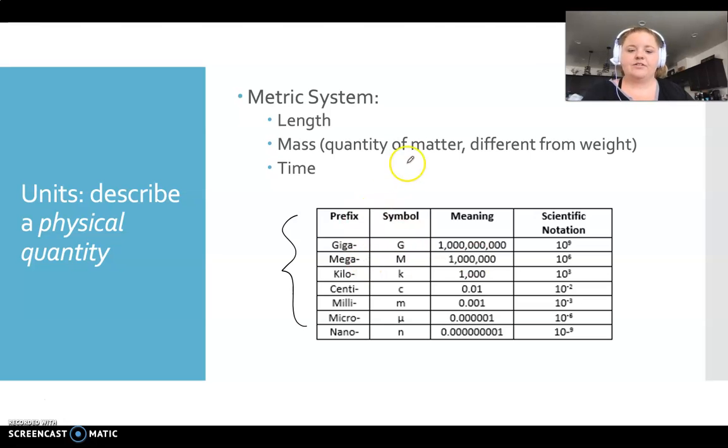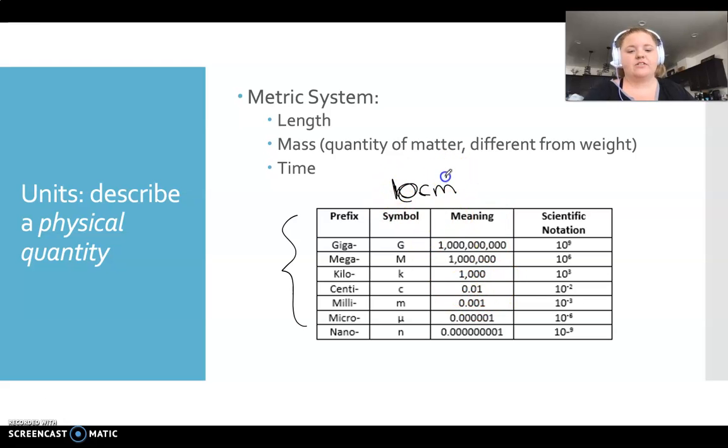Okay, so if I say that I want to go 10 centimeters, we all can kind of visualize that, right? But if I want to say, well, you're saying 10 centimeters, but what does that really mean? I can go to this chart and I can write that in a different way, either in scientific notation or written out.